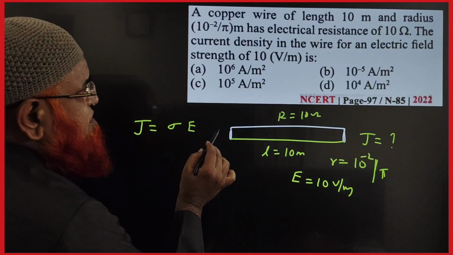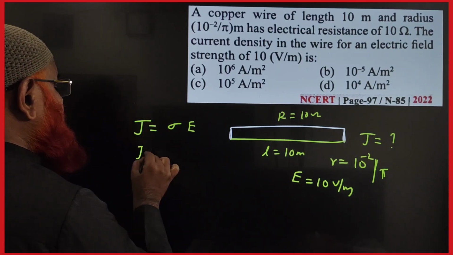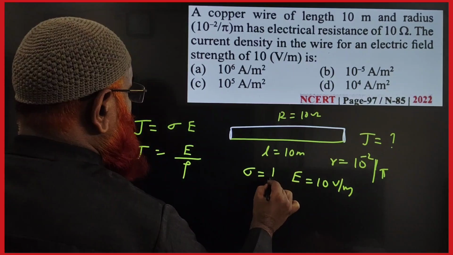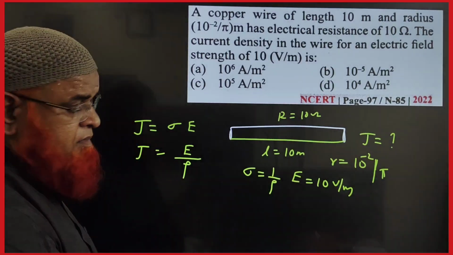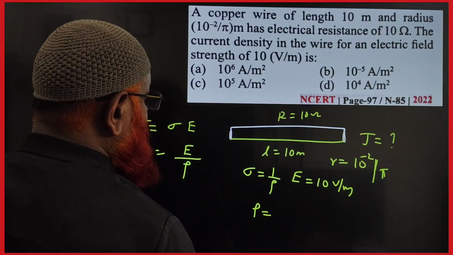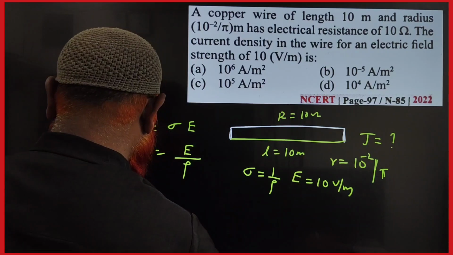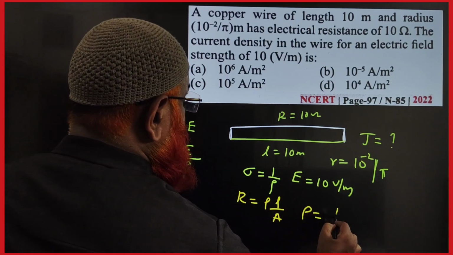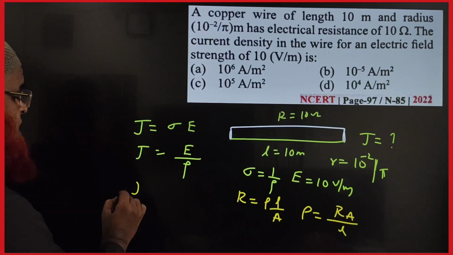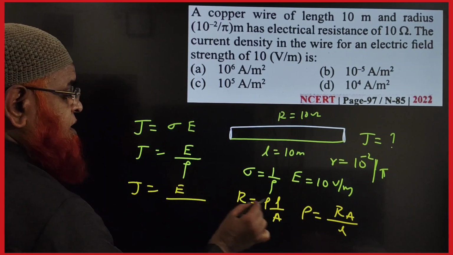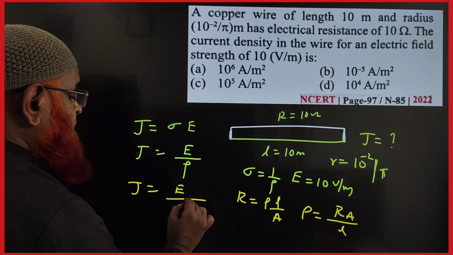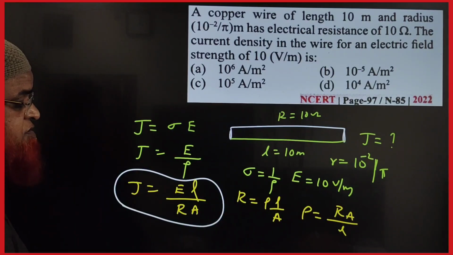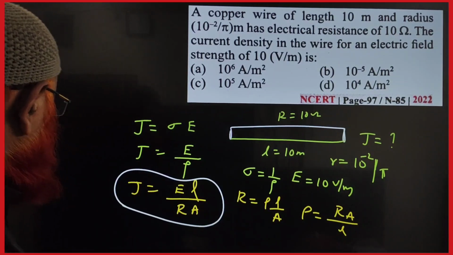But here, instead of conductivity, we can take resistivity, because conductivity is the reciprocal of resistivity. And resistivity is nothing but, actually here, R is rho L by A. So rho is nothing but RA by L. So current density is nothing but E by rho, which you can write as E by RA by L. So the required formula is this one. You can use this formula and solve this problem. But small changes you need to do here.